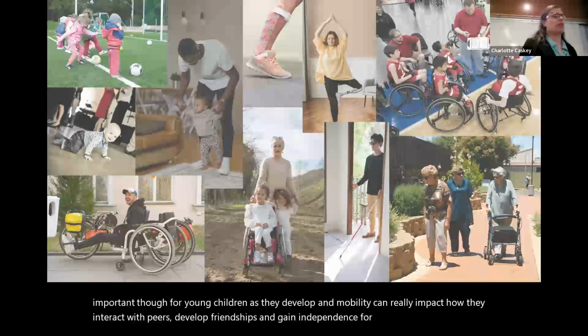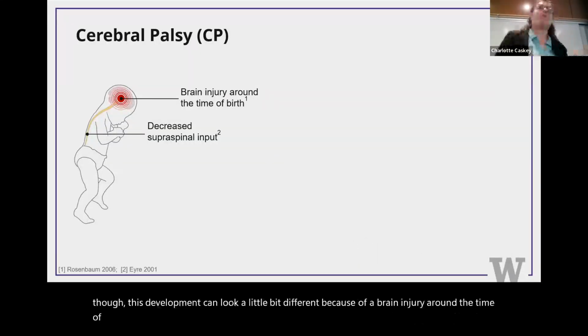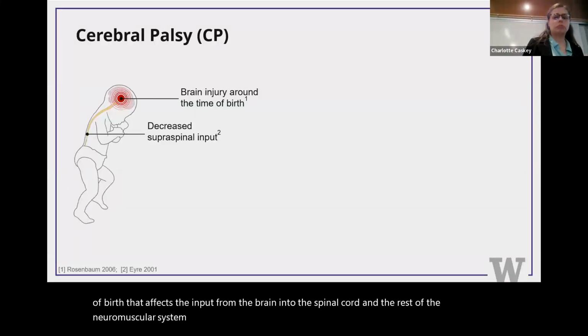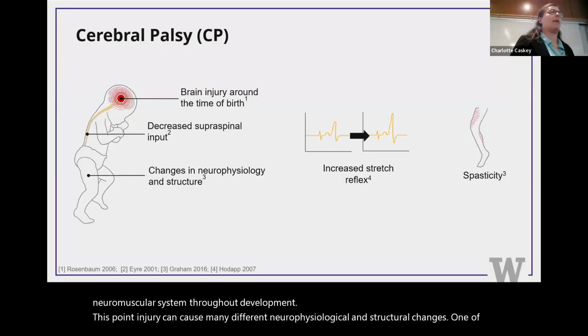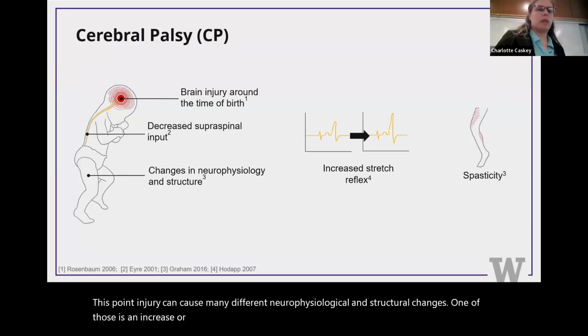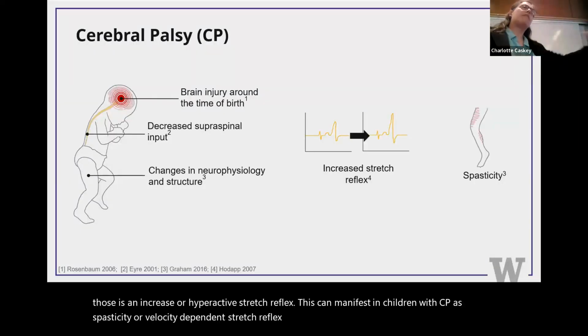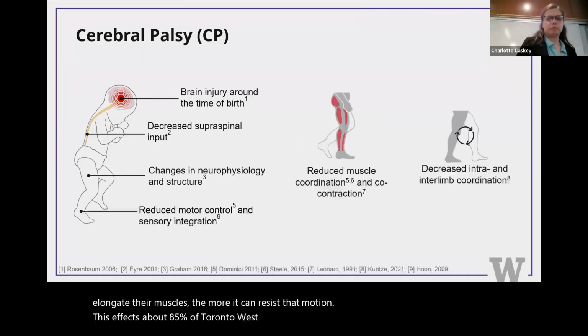For children with cerebral palsy, though, this development can look a little bit different because of a brain injury around the time of birth that affects the input from the brain into the spinal cord and the rest of the neuromuscular system throughout development. This brain injury can cause many different neurophysiological and structural changes. One of those is an increased or hyperactive stretch reflex. This can manifest in children with CP as spasticity or velocity-dependent stretch reflex movement, where the more they try to lengthen, elongate their muscles, the more it can resist that motion. This affects about 85% of children with cerebral palsy.